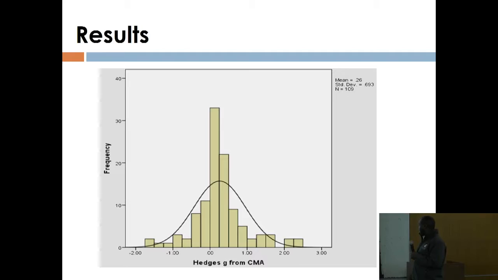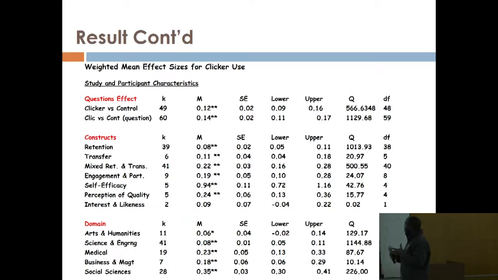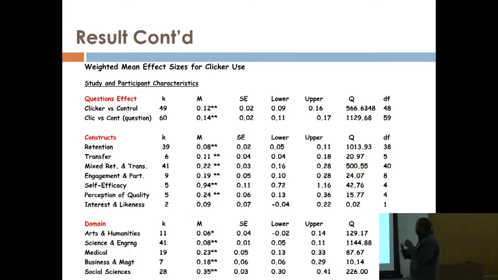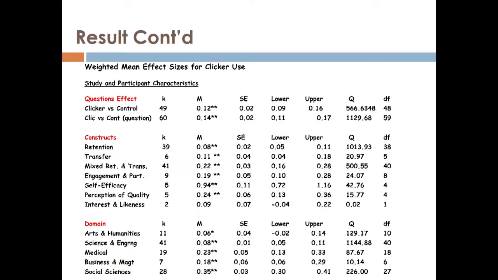Looking at this more closely, you will see that when we compared clickers with control conditions that did not have questions, in quasi-experimental design studies, a class that had used clickers, we compared that with another class that did not use clickers. So what we found across 49 studies was a mean effect size of 0.12, which was significant.